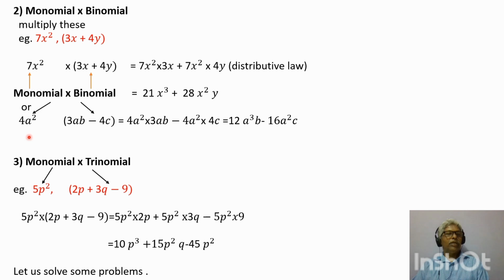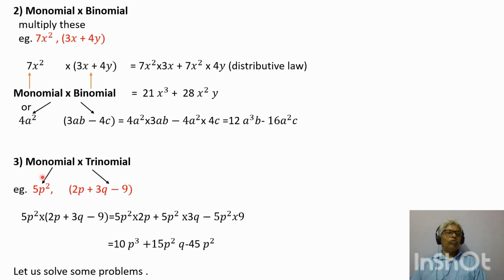Look at another example. 4a square into the bracket 3ab minus 4c, bracket complete. Now multiply this 4a square to 3ab, that is 4a square into 3ab minus 4a square into 4c. So this is 12a cube b, very simple, and minus 16a square c. You must have seen this is very simple.